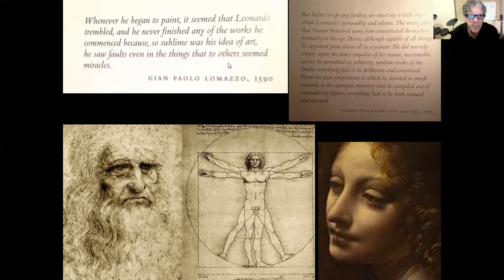He said, whenever he began to paint, it seemed that Leonardo trembled, and he never finished any of the works he commenced, because so sublime was his idea of art. He saw faults even in the things that to others seemed miracles. In other words, he was so gifted in his ability to see renderings of anatomy and faces and expressions and everything, that he could see errors in it when other people thought it was just perfect, okay?